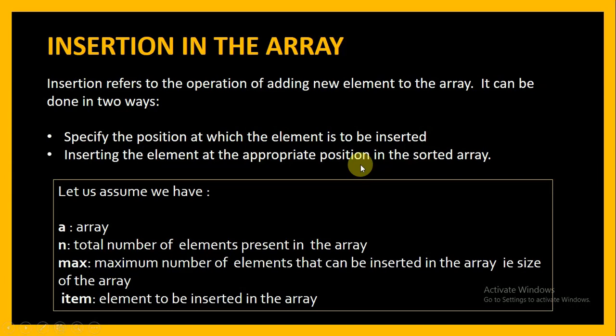Now for these operations, let us assume that we have A as an array. N is the total number of elements present in the array. Max is the maximum number of elements that can be inserted in the array, that is the size of the array. If N reaches max, then it means the array is full and no more insertions can be done. Item is the element to be inserted in the array.